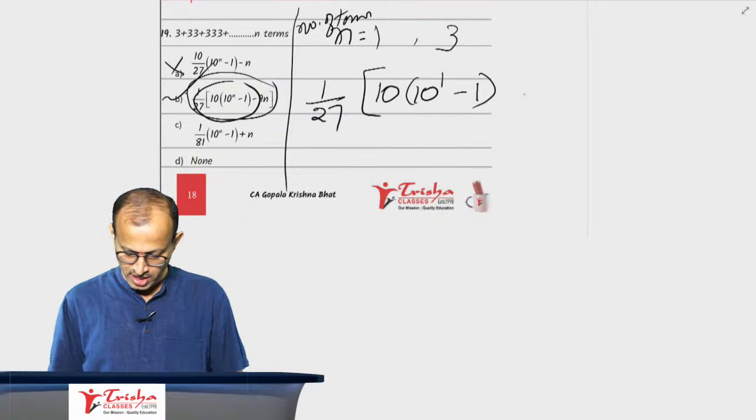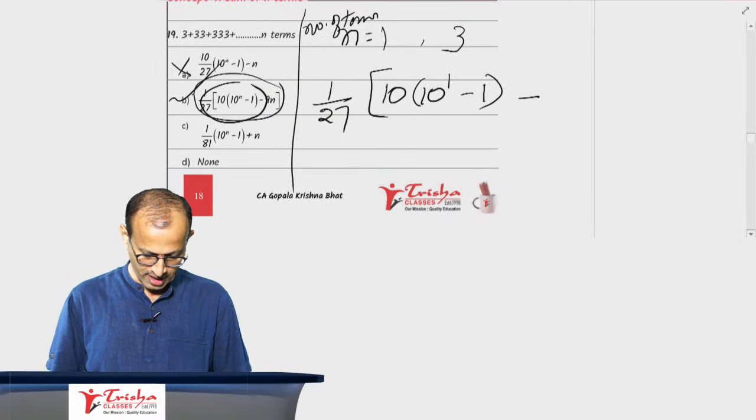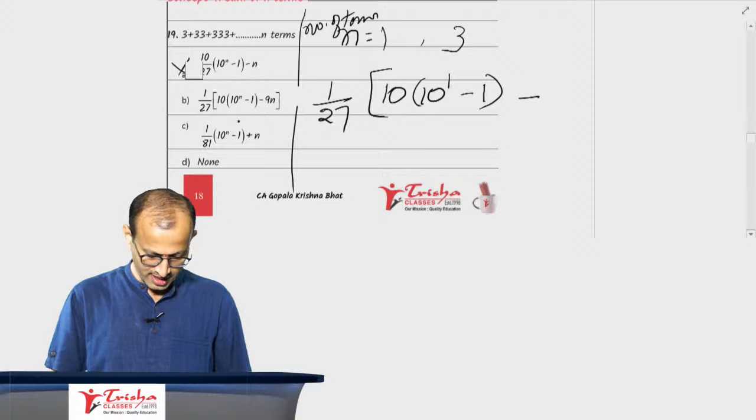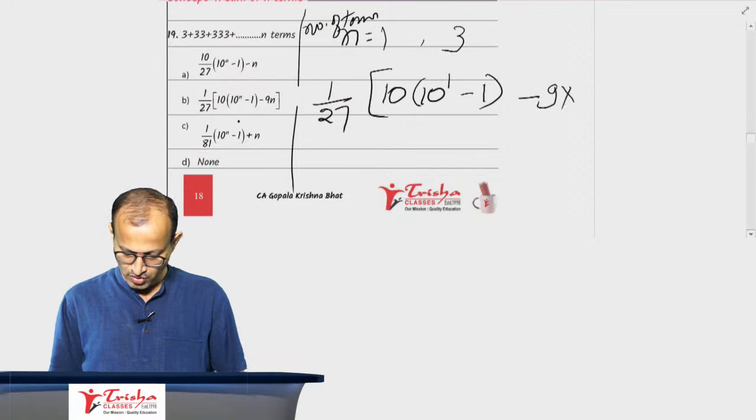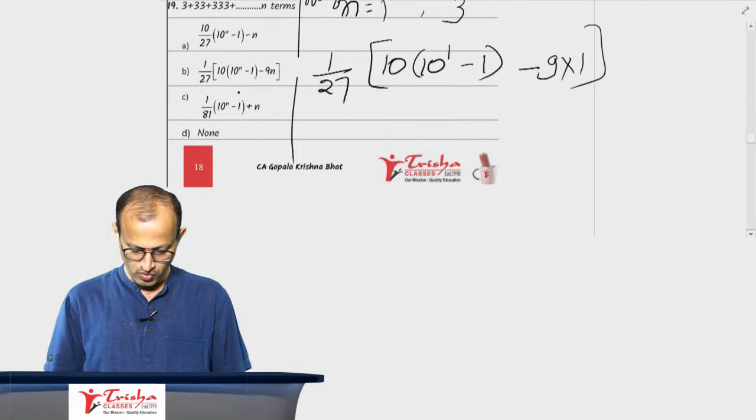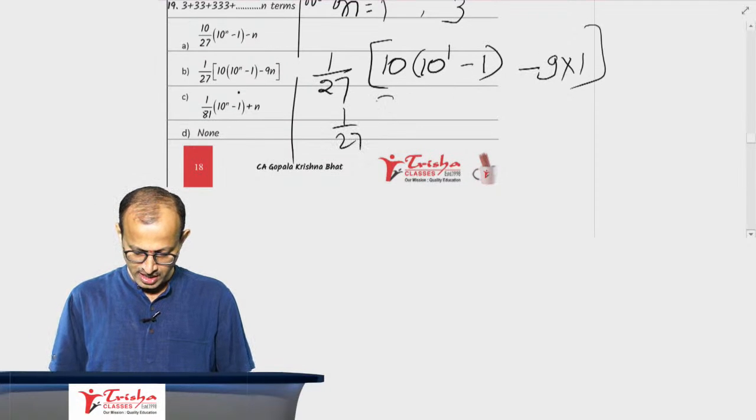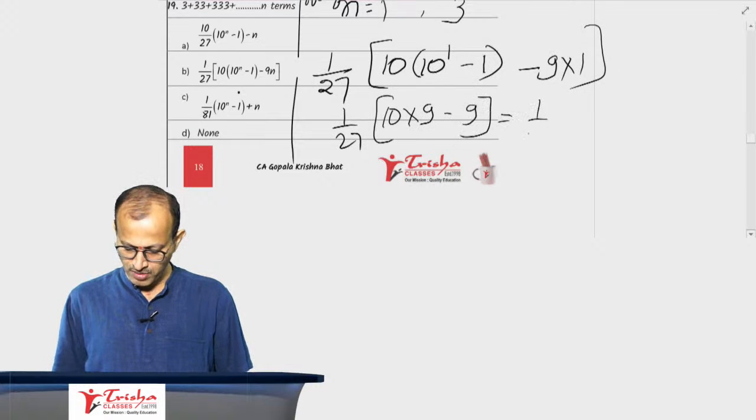Then continuation minus what? 9n. 9 into 1. Bracket close. 1 by 27. Calculator. 10 into 10 minus 1, 9. Minus 9. Calculator 1 by 27.